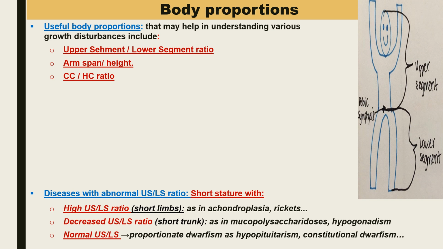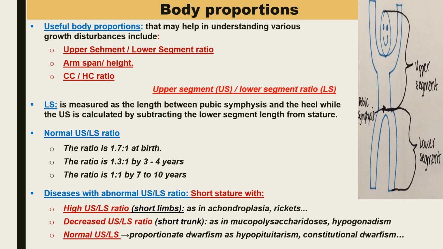Useful body proportions include the upper segment to lower segment ratio, arm span to height, and chest circumference to head circumference ratio. The normal upper segment to lower segment ratio at birth is 1.7 to 1. At the age of 3 to 4 years, it is 1.3 to 1. The ratio is 1 to 1 by the age of 7 to 10 years. So if we have a boy who is short, 3 years old, but his upper segment to lower segment ratio is maintained at the normal 1.3 to 1, this means that it is a proportionate short stature.